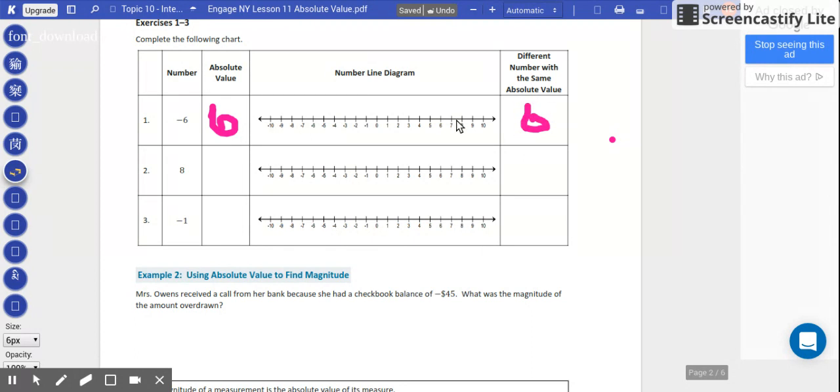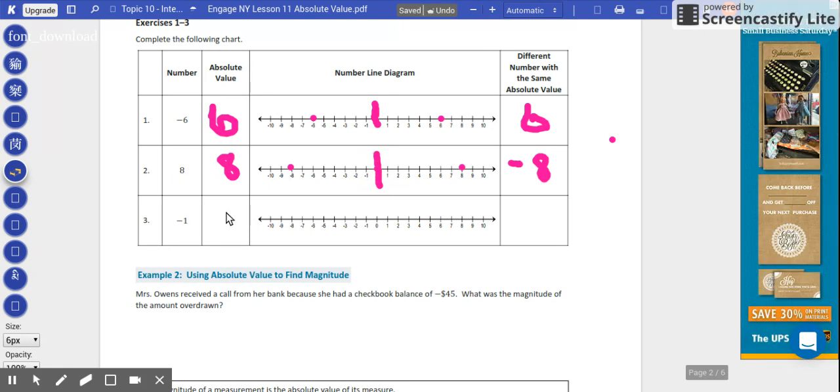And then it gives you a number line. If you put a dot at -6 and a dot at +6, they're both the same distance from 0, which is why it's the only other number that has the same absolute value. For +8, the absolute value of that is still +8, and the only other number that has that same absolute value would be -8. If you put dots at both of those, they're both the same distance from 0.